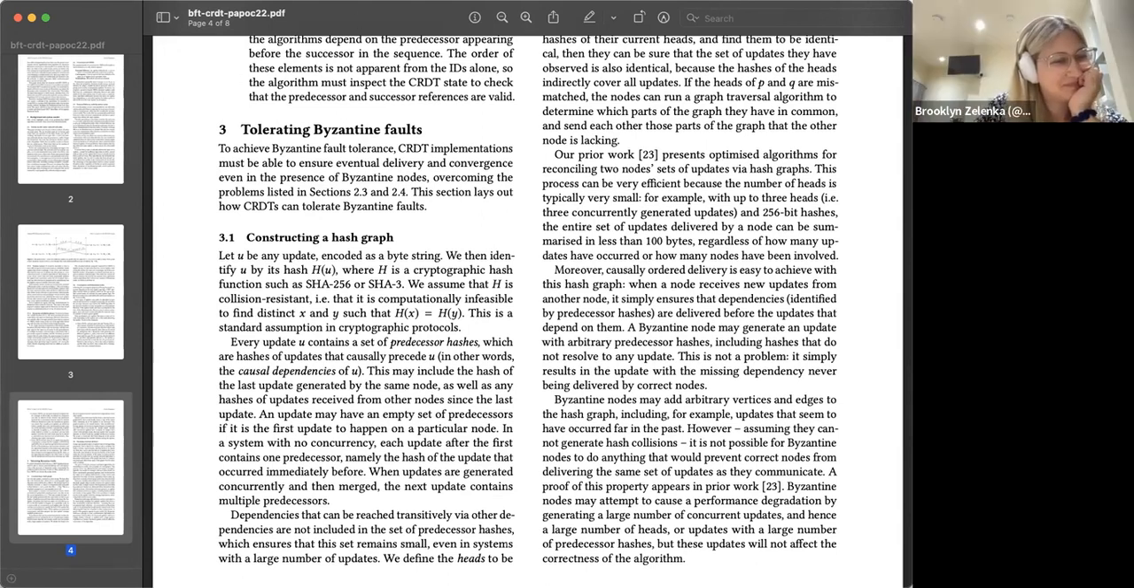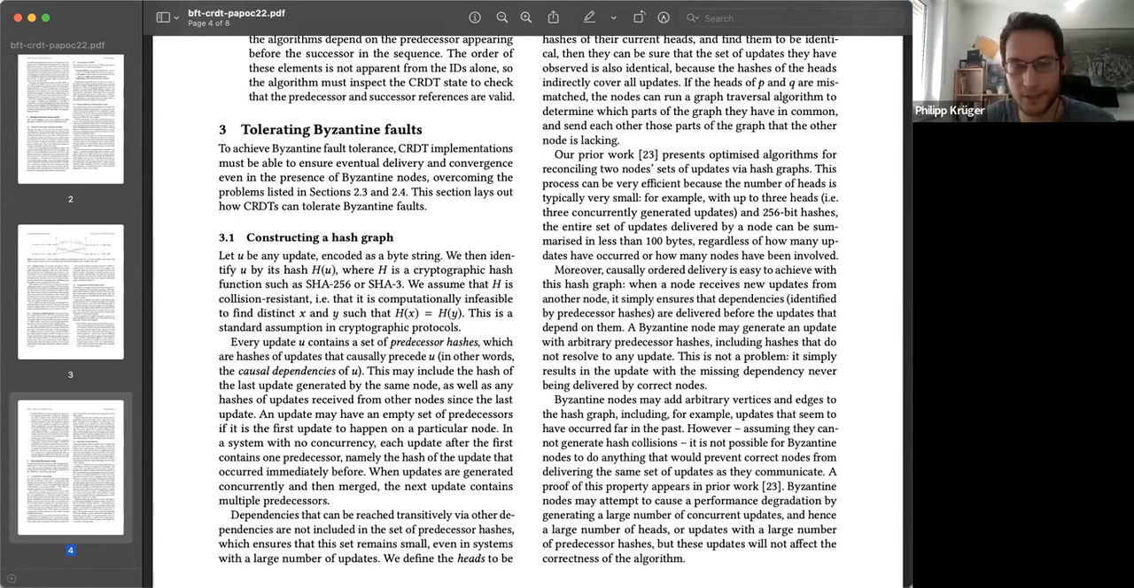Philip? So it's actually one of the previous papers of Martin. It's on this page. You can see on the right, our prior work 23 presents an optimized algorithm for reconciling two node set of updates via hash graphs.